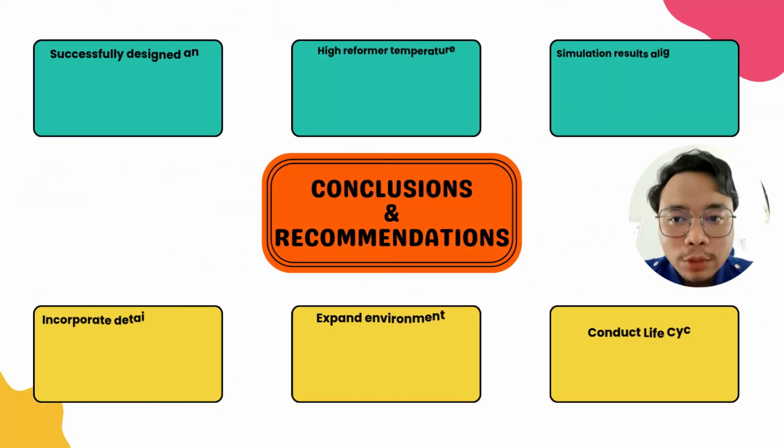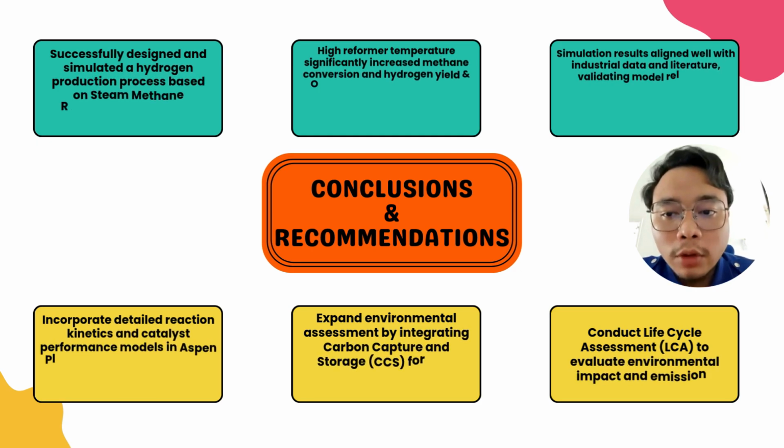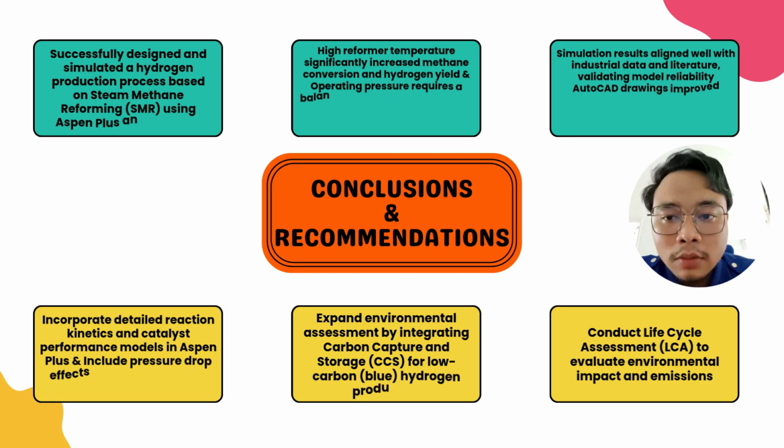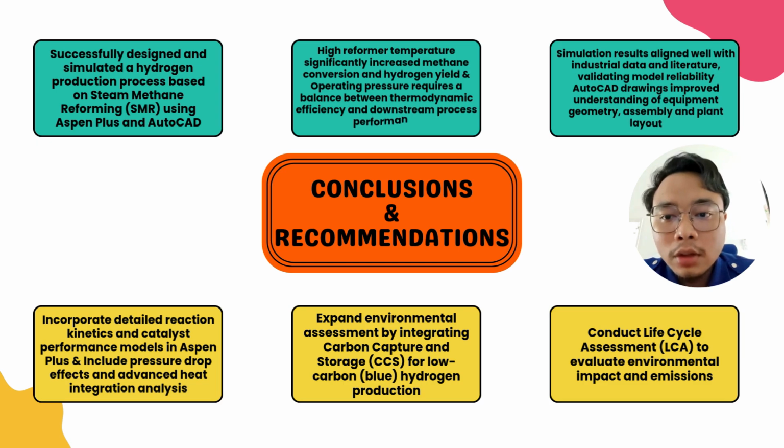Okay, now we move to the last part of this presentation, which is the conclusion and recommendation. For the conclusion, this project successfully designed and implemented a hydrogen production process based on steam methane reforming, SMR, using Aspen Plus and AutoCAD. High reformer temperature significantly increases methane conversion and hydrogen yield, and operating pressure requires a balance between thermodynamic efficiency and downstream process performance. Simulation results align well with industrial data and literature, validating model reliability. AutoCAD drawing improves understanding of equipment geometry, assembly, and plant layout.